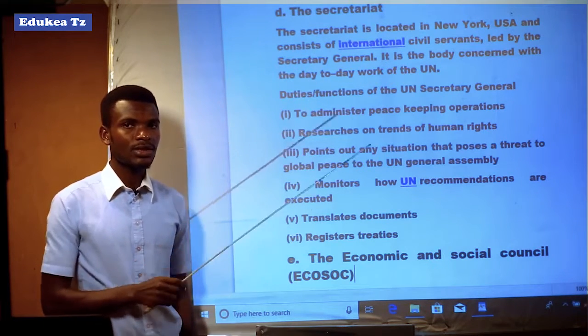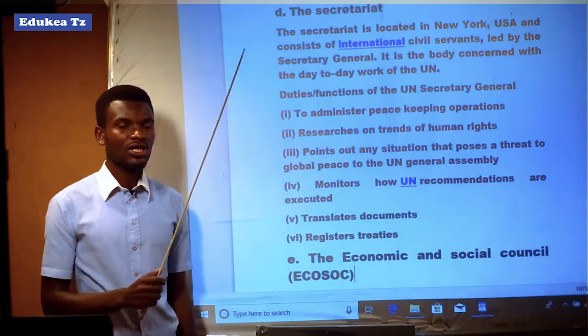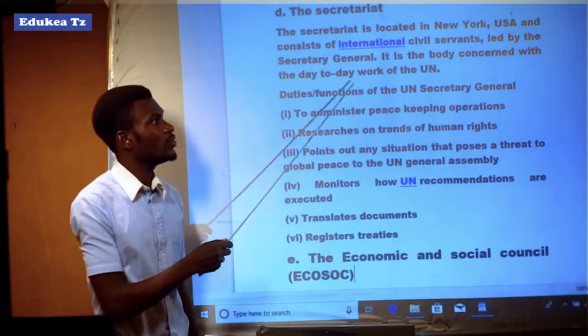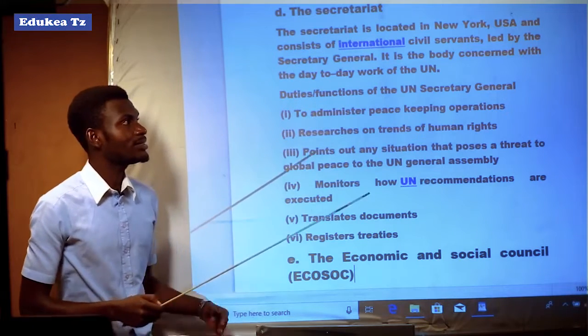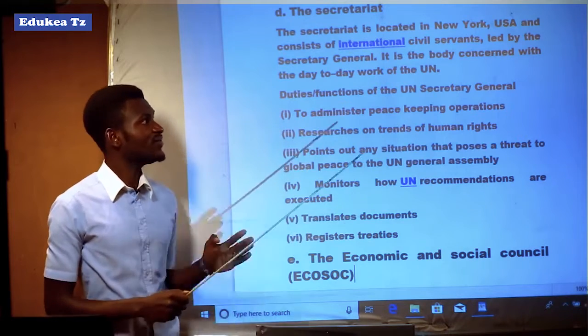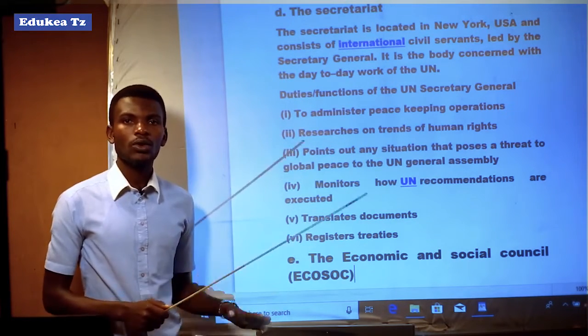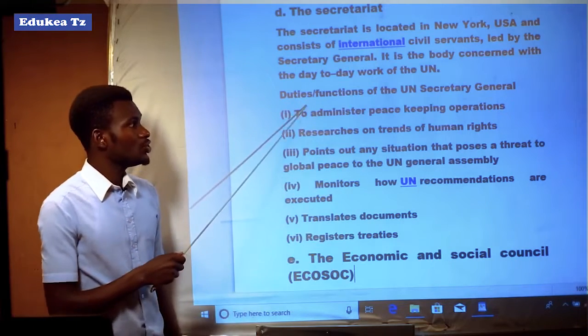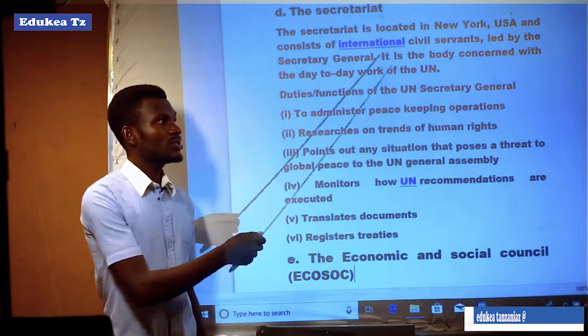That Secretary General is elected by the General Assembly. It is the body concerned with the day-to-day work of the UN. It means it is the body which deals with the day-to-day activities of the UN. Duties or functions of the UN Secretary General.